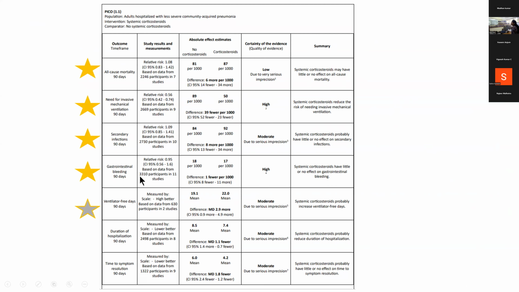Okay, so now we are the guideline panel. We have got this full evidence. What is our evidence here? All-cause mortality, no change. Need for invasive mechanical ventilation, it has improved. Secondary infections, GI bleeding, no major adverse effects. What about ventilator-free days?